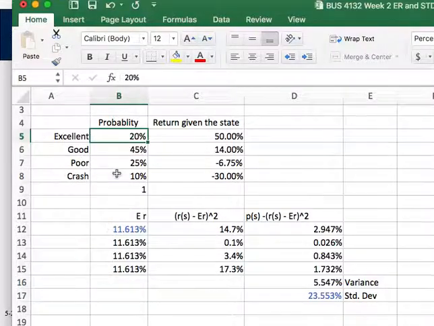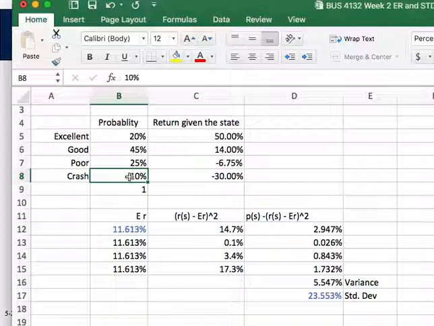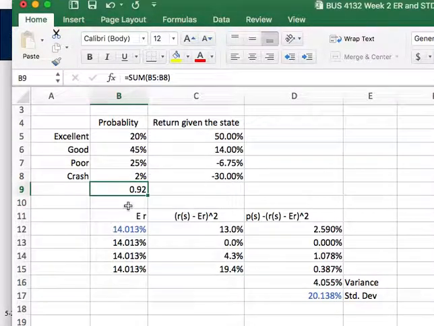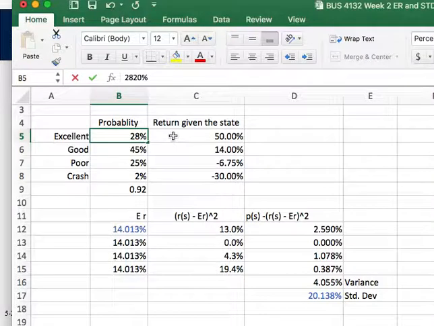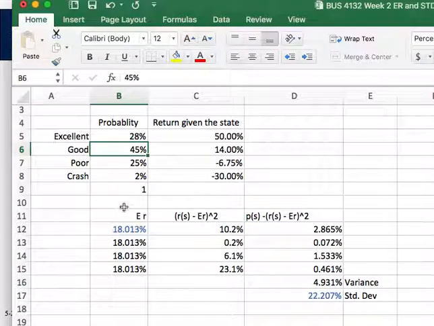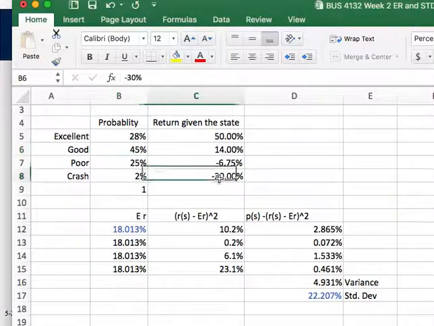So if I change crash to nightmare scenario, and I say the probability of it is, let's say, 0.02, which is 2%. And then I have 92%, so I have 8% here to mess with. And let's say the poor, now let's add it to excellent. So this is now 28%. So we've got our 1 here, so we're okay.